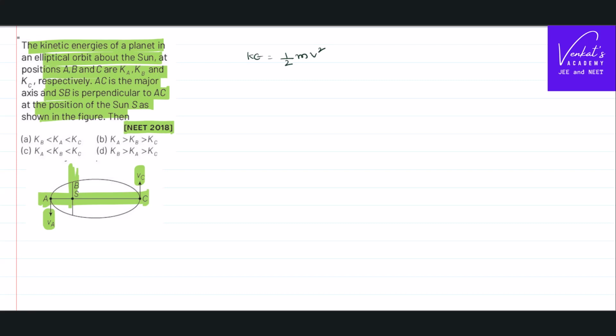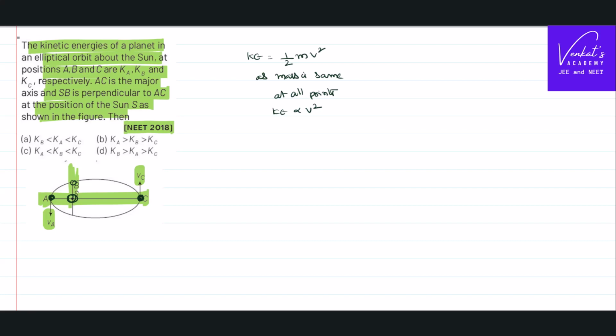So as mass is the same at all points, we can say kinetic energy is directly proportional to v square. So I shall know at what points of this A, B and C there is more velocity, at what point there is less velocity. For that we need to understand that this is the Sun and this point is the nearest to the Sun and this point is farthest from the Sun, right?